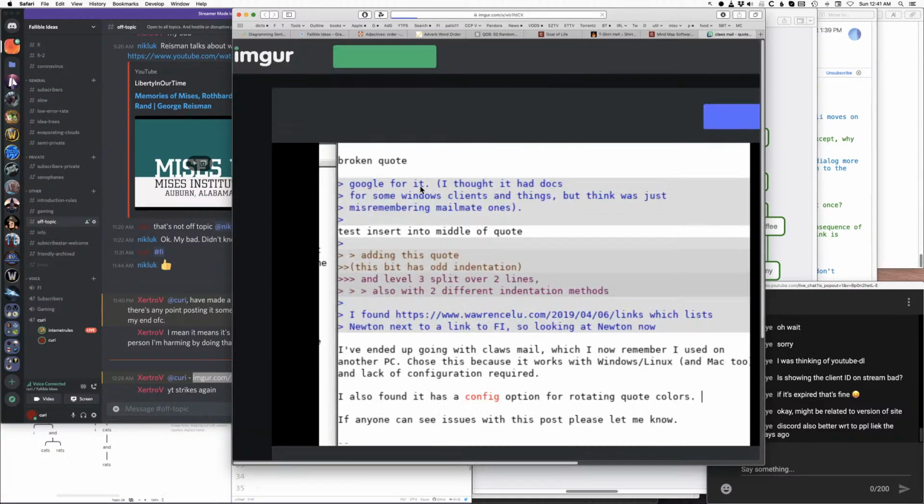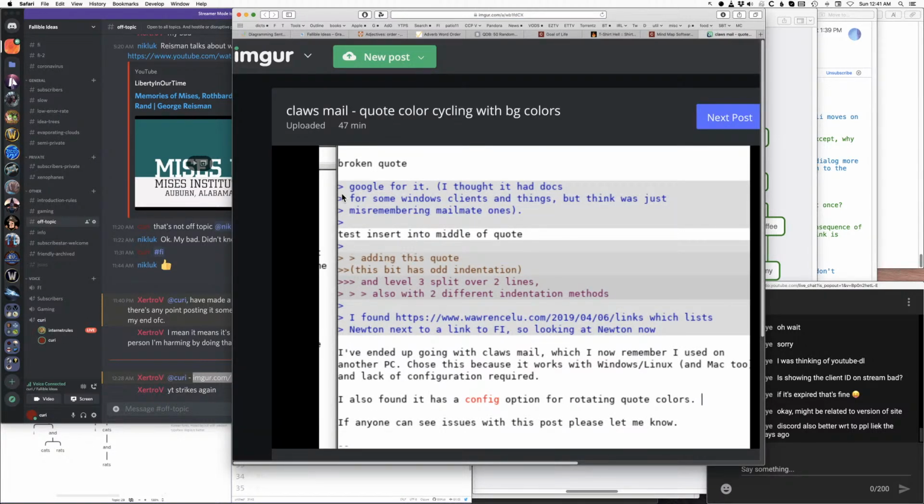Okay, so I think that was showing that the problems with the email were just intentional in the original, rather than like software bugs.